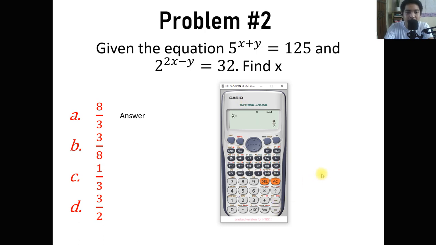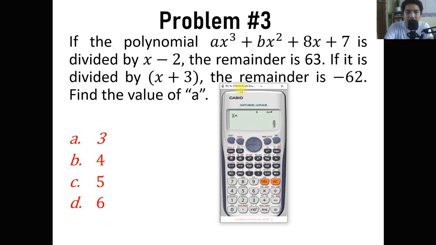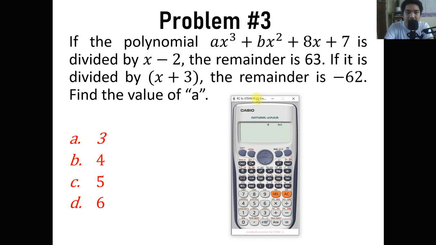So, for number 3, if the polynomial ax cubed plus bx squared plus 8x plus 7 is divided by x minus 2, the remainder is 63. If it is divided by x plus 3, the remainder is negative 62. Find the value of a. So, this is an interesting problem.